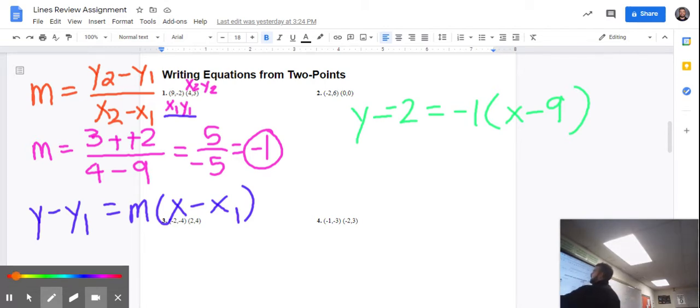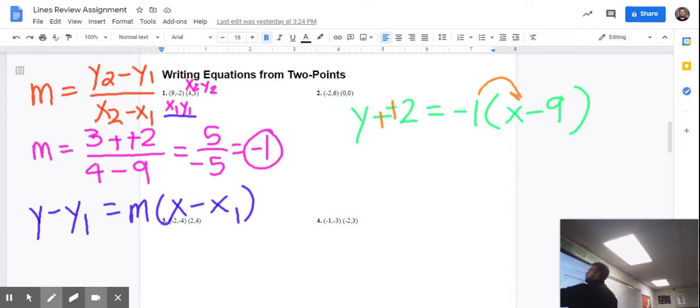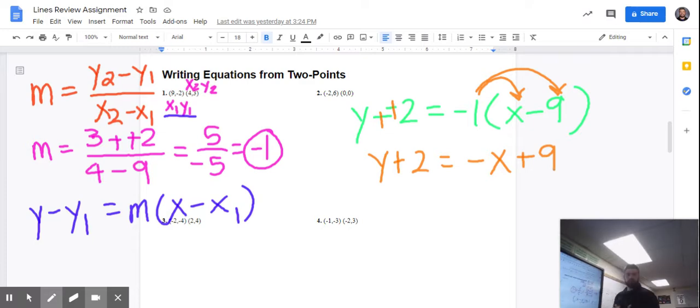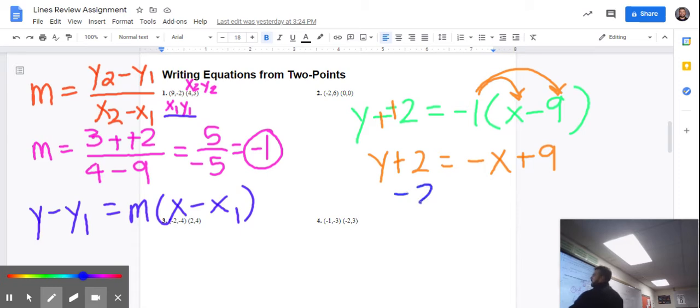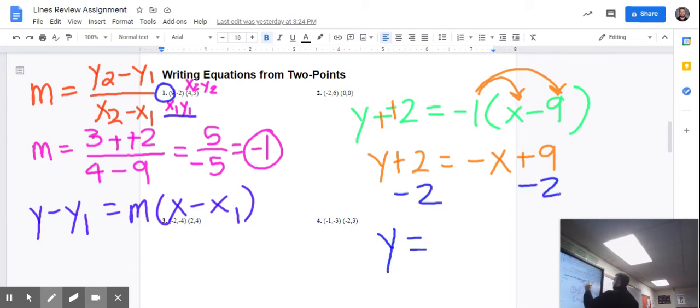But let's say that they want it in slope intercept form. If that's the case, minus the negative is really adding, and then we have to distribute. And so we get y plus 2 is equal to negative 1x, and then negative 1 times negative 9 would be a positive 9. Again, this looks really close to slope intercept form. The only difference is I have that plus 2. So I'm going to subtract 2, and my answer to question 1 in slope intercept form would be negative x plus 7.